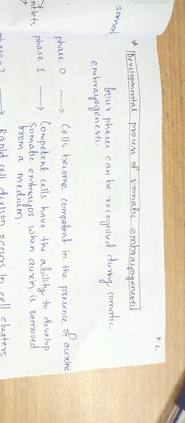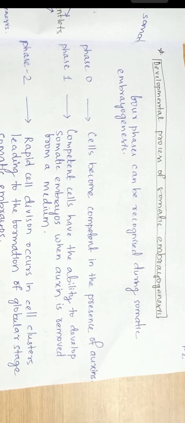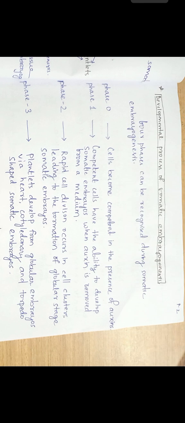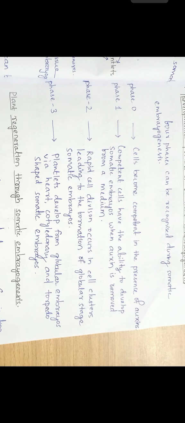In the induction process, we will take an explant and surface sterilize it. Then comes the developmental process of somatic embryogenesis. Surface sterilization was all that was before. Okay, then there are 4 phases: phase 0, phase 1, phase 2, phase 3. Cells become competent in the presence of auxins. In phase 0, when we put in the auxin, it promotes root induction. Competent cells have the ability to develop somatic embryos when auxin is removed from the medium.